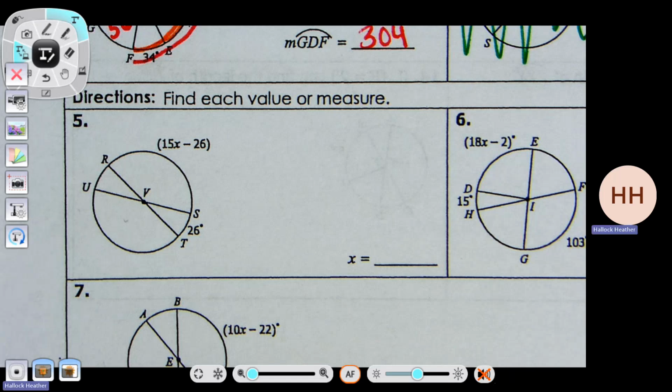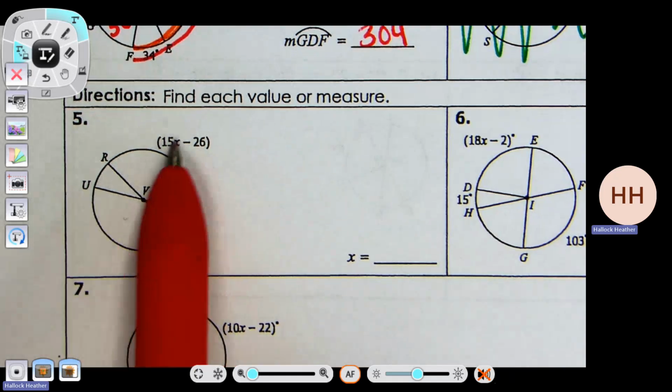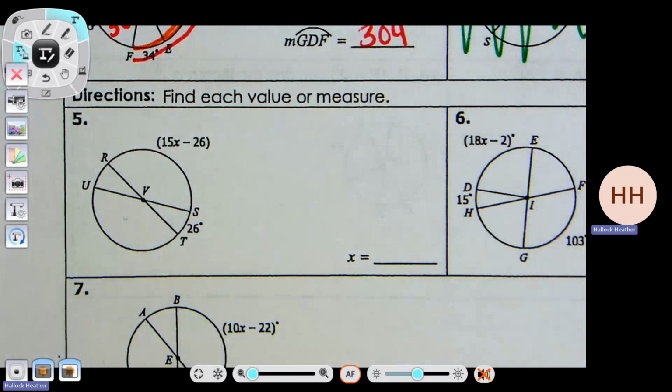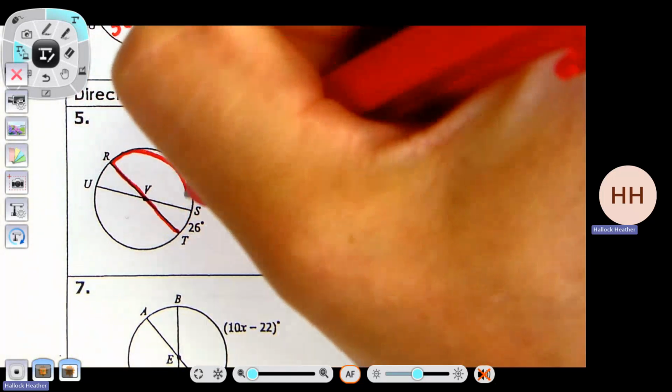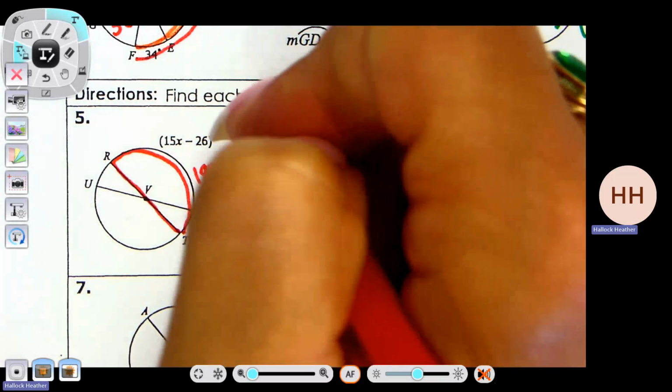Add them to make 180. You could do that. You could also move 26 here. You could move this over here and add to make 360 because a whole circle makes 360. But if you know that this is a straight line and it's half of the circle in total, the whole thing has to make 180. So I'm going to add to make 180.